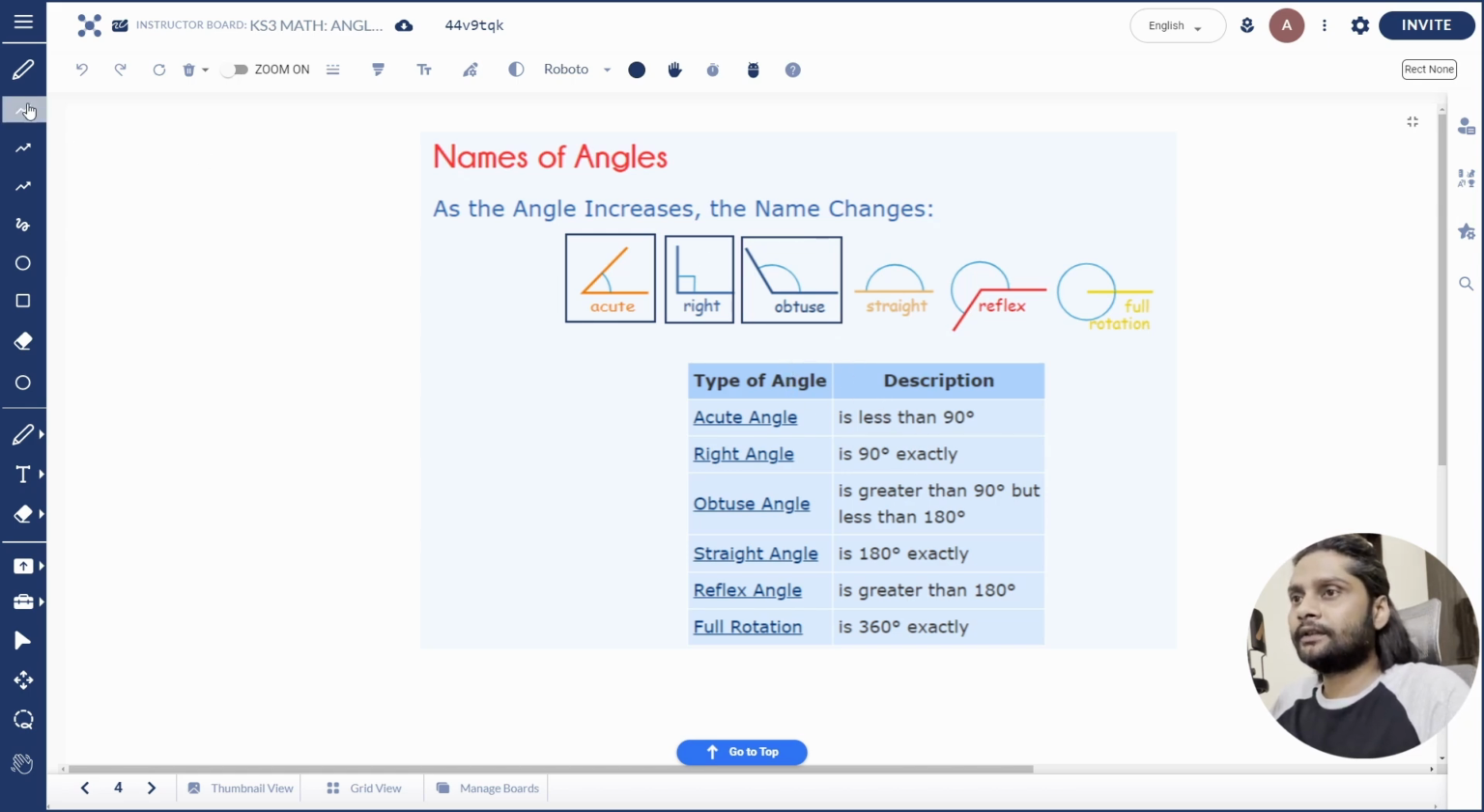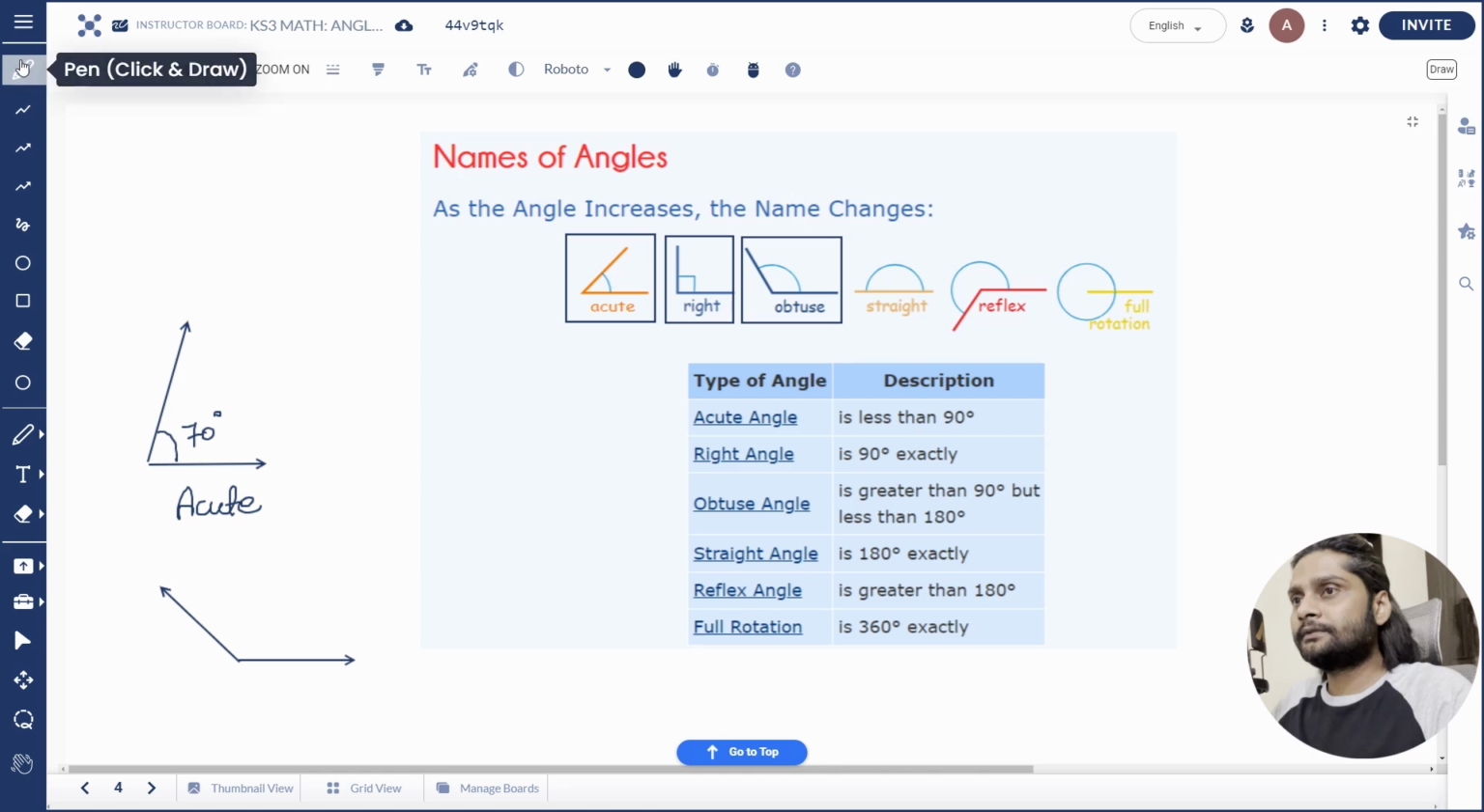Any angle, for example, if I have an angle of 70 degrees, it's less than 90 degrees, right? That's called an acute angle. If we have an angle which is greater than 90 degrees, for example, let's say I draw an angle here which is a bit wider, more wide than a right angle, suppose 130 degrees, it's an obtuse angle. Why? Because it's greater than 90 degrees.